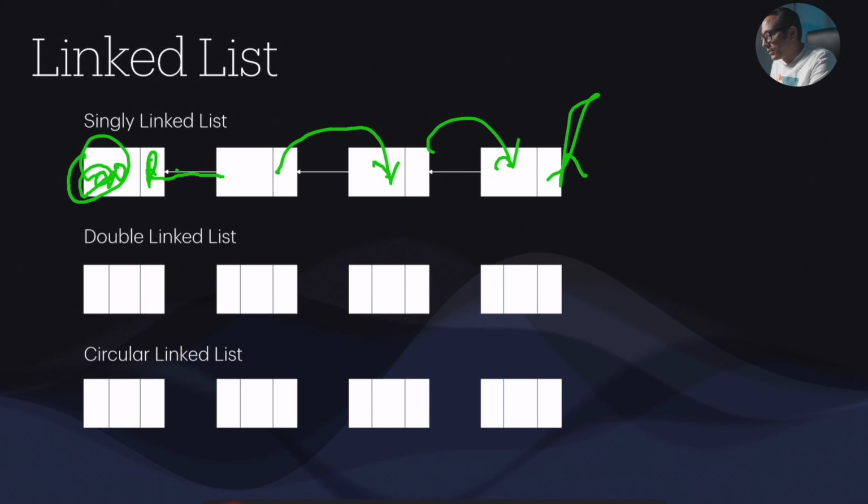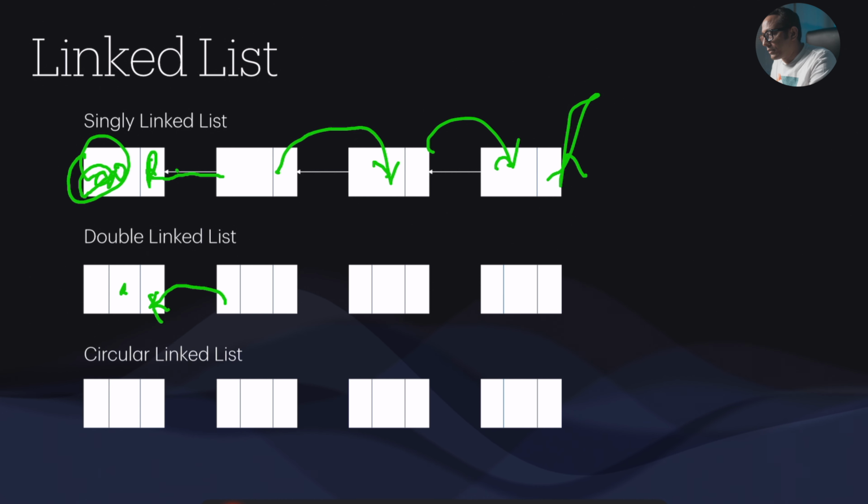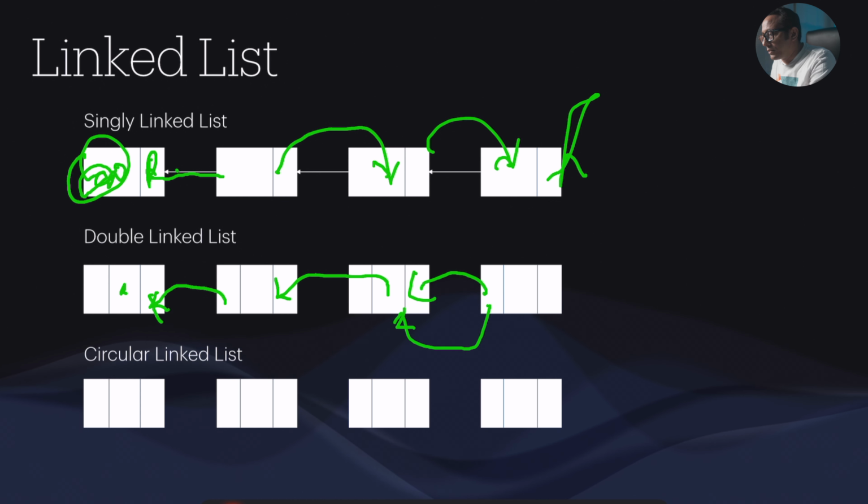Second is the doubly linked list. In this case, each linked list node will have three sections. One is the reference to the previous node, then the data, and then the reference to the next node. If you want to go forward, this section keeps the reference to the next one, and so on. And if you want to go back, this section keeps the reference of the previous one, and vice versa.